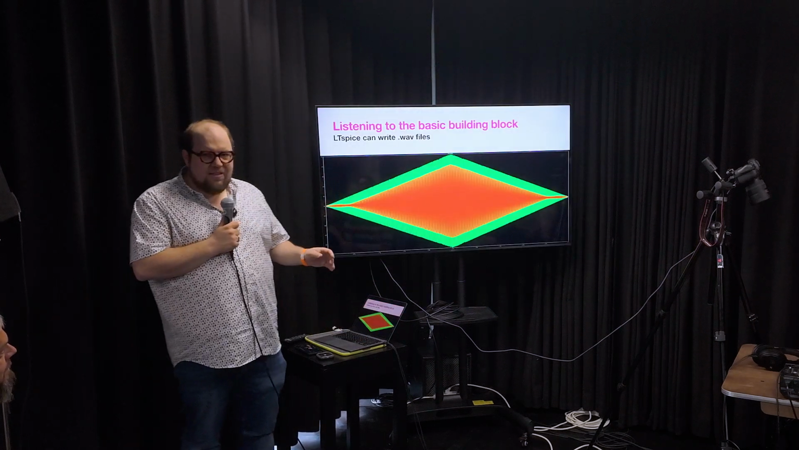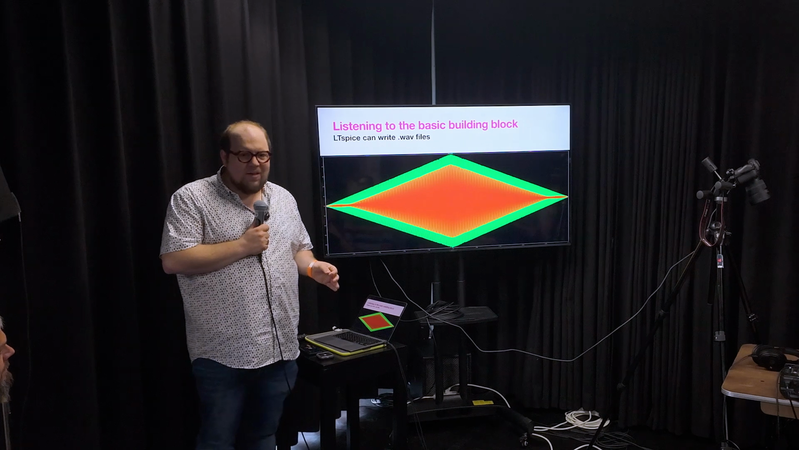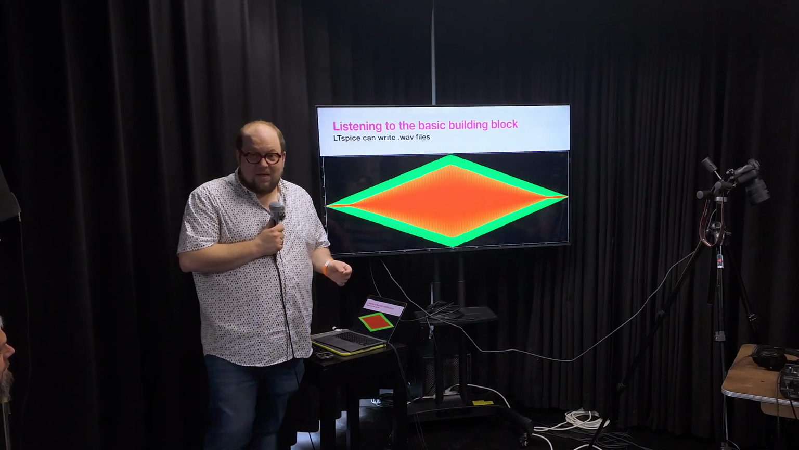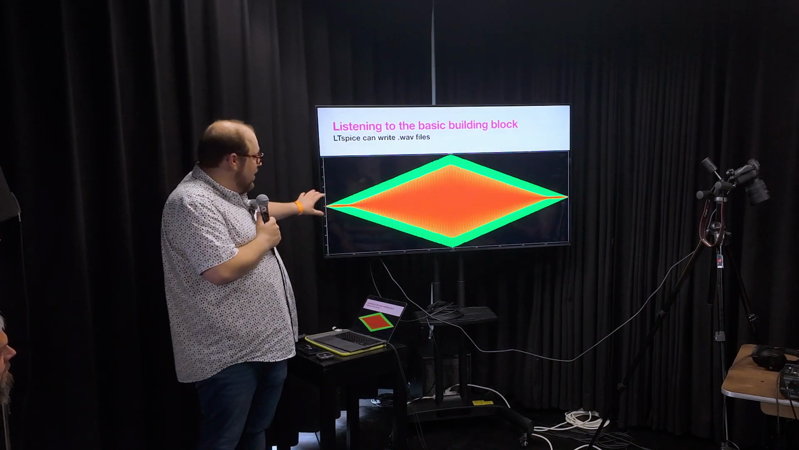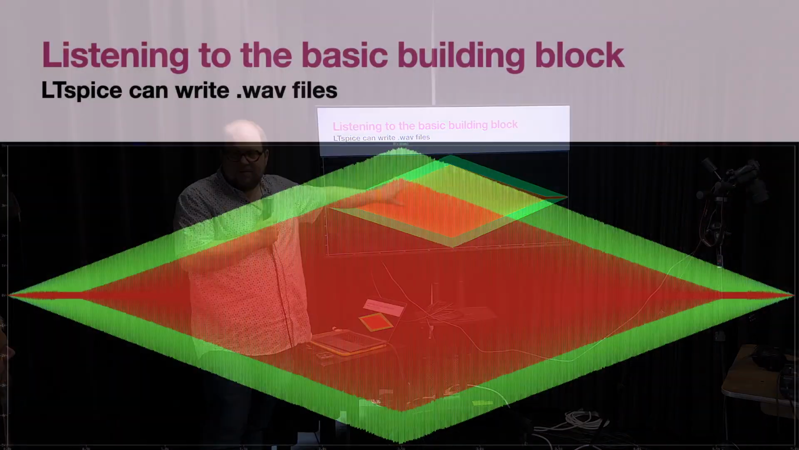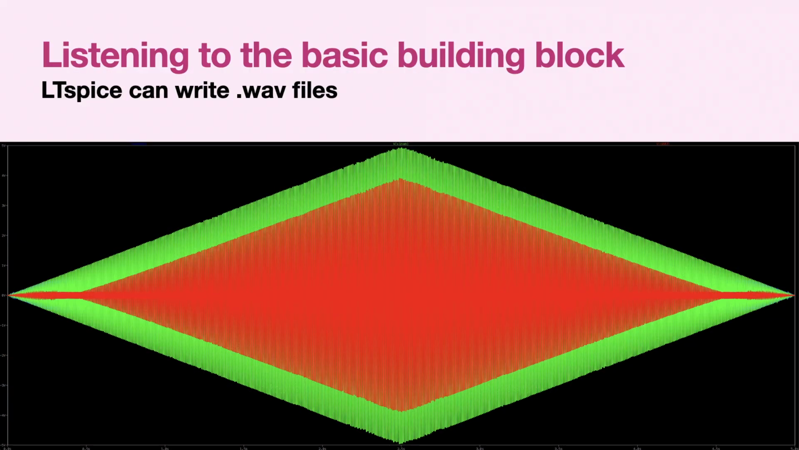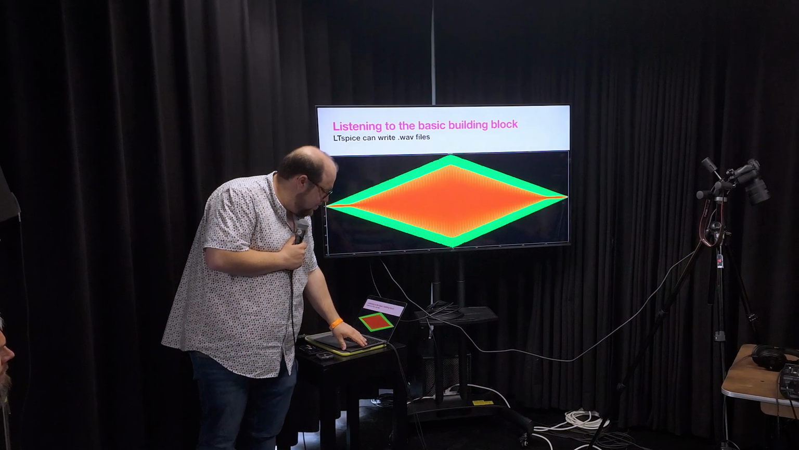LT-Spice can also read and write wave files. So I've created a modulated sine wave as an input. I simulate that, and then I write that to a wave file. And that sounds like this.